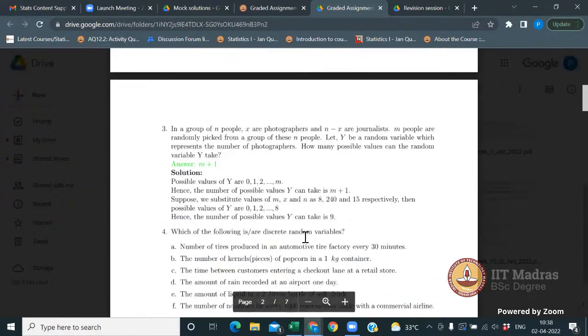And the next one also, sir. You say in a group of N people, X are photographers, N minus R. I saw the answer is M+1.